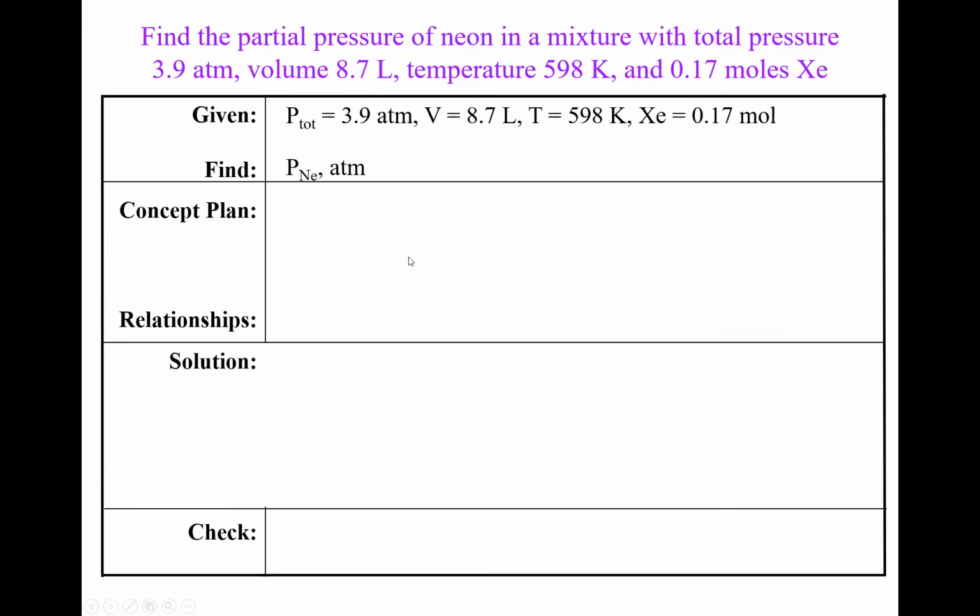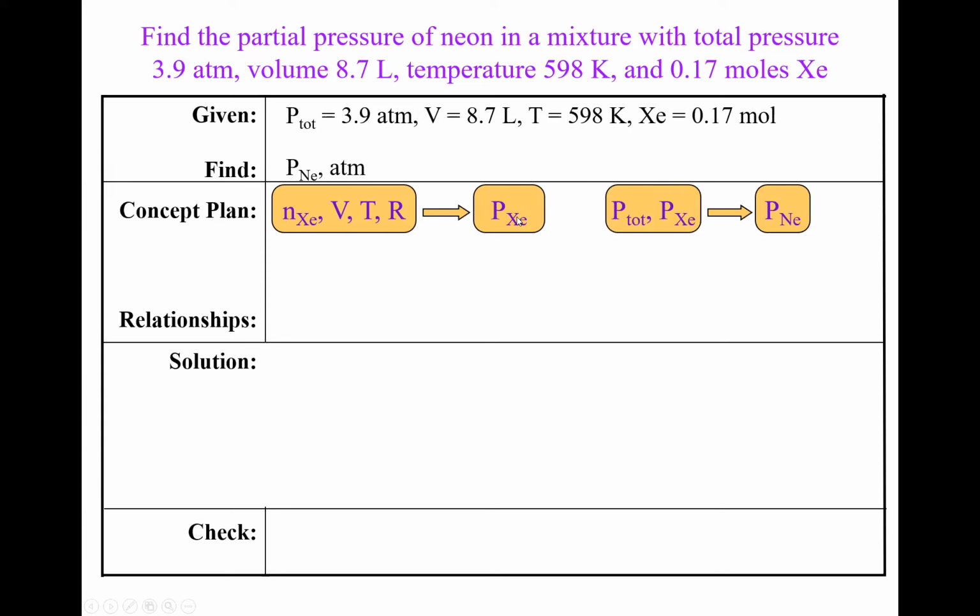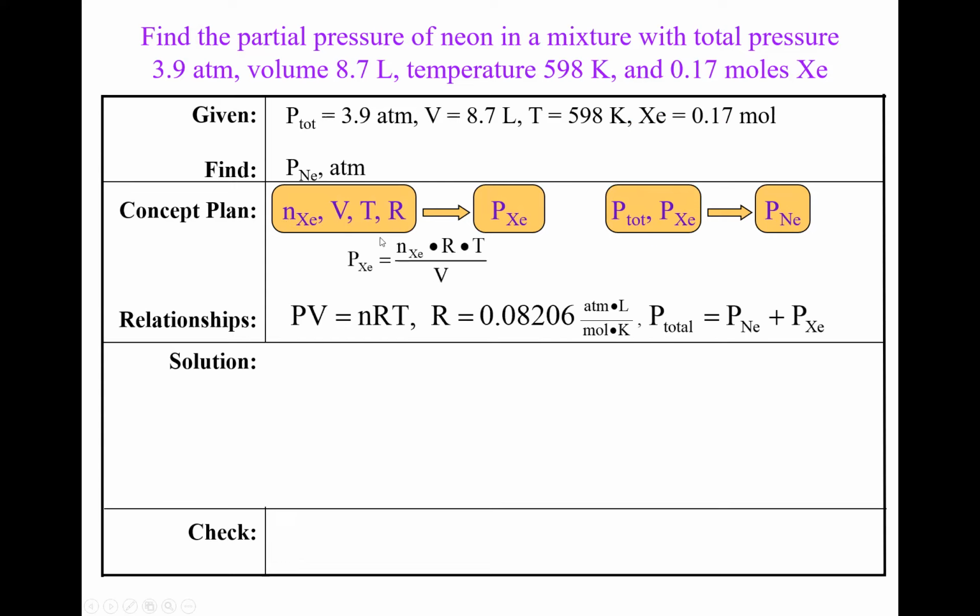So we can find the pressure of the missing one, right? They gave us the moles of the xenon. We can use that since V, T, and R don't change. We'll get to the pressure of the xenon, then we know the total and subtract the xenon, and we'll get to the pressure of the neon. So again, using the same two equations, but now the ideal gas law first, and then Dalton's second.